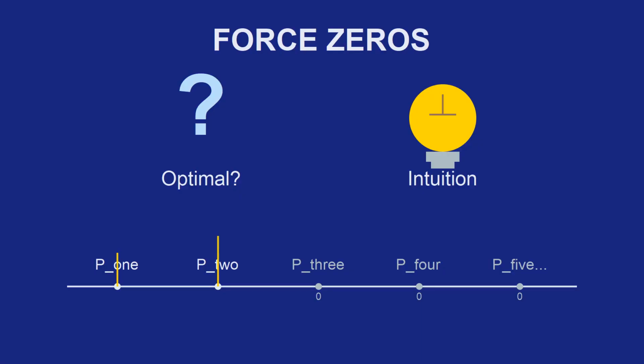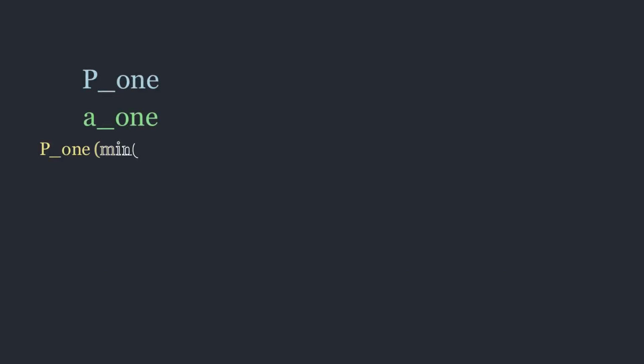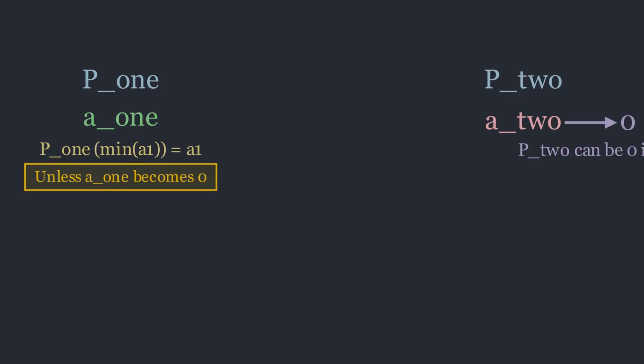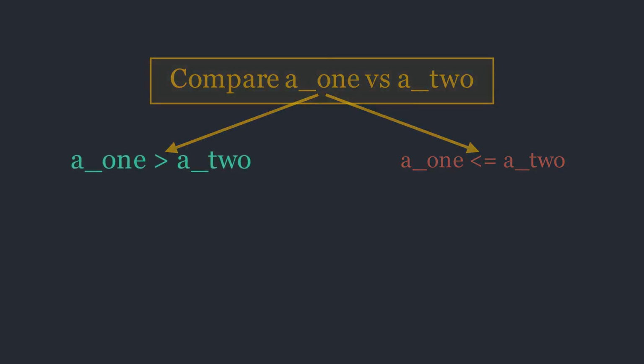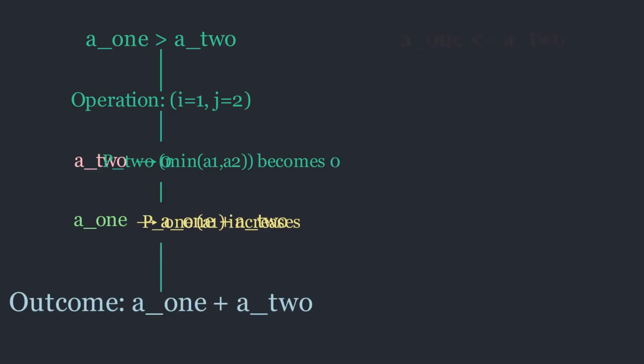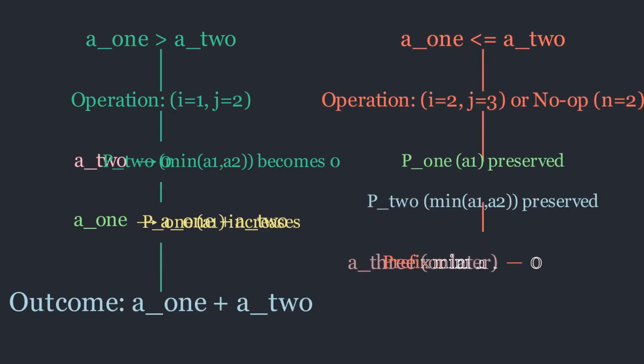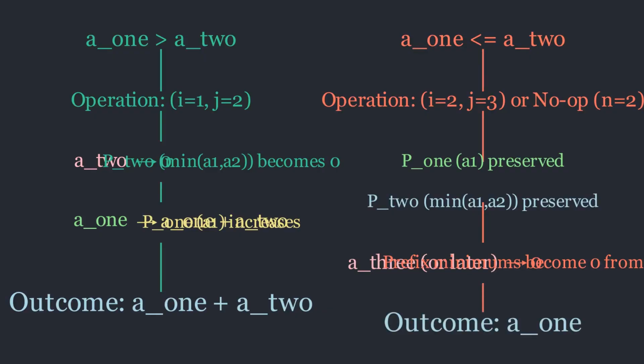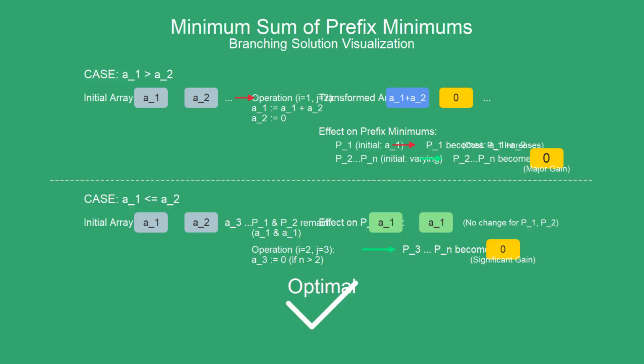Why is this simple strategy optimal? Essentially, we are trying to force as many prefix minimums to 0 as possible, as early as possible. The first prefix minimum, P1, will always be at least a1 unless a1 becomes 0, which is generally not good if a1 is non-zero. The second prefix minimum, P2, can be made 0 if a2 becomes 0. If a1 is greater than a2, making a2 equals 0 via i equals 1, j equals 2 is beneficial because a2 was the second minimum term.